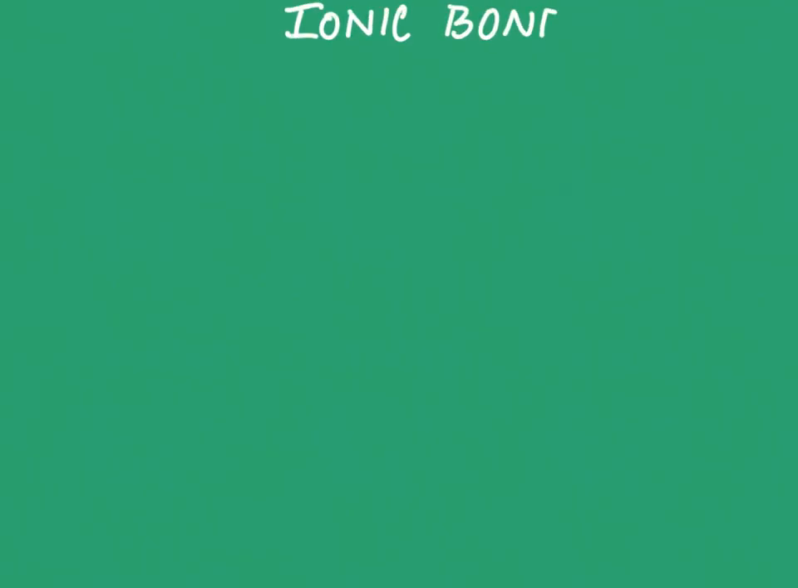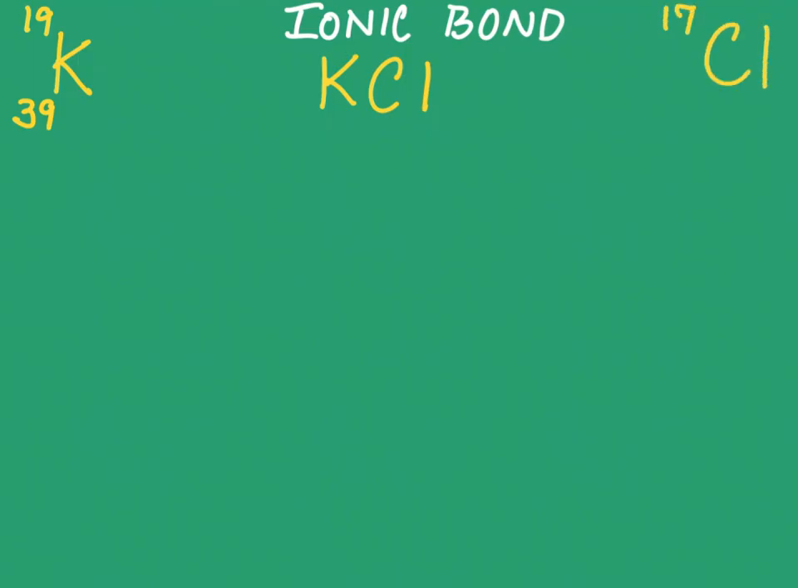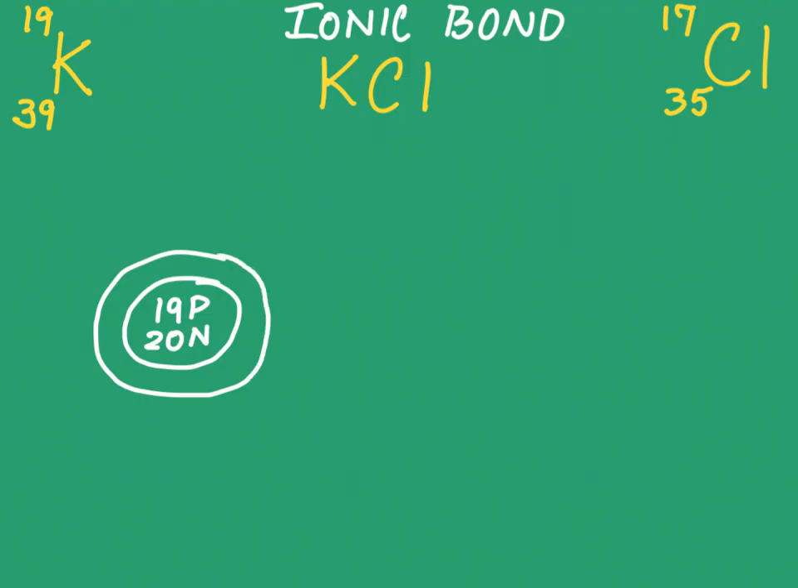This time, we'll look at potassium chloride. Potassium has an atomic number of 19 and an atomic mass of 39. Chlorine, as we know, has an atomic number of 17 and atomic mass of 35. So let's draw potassium. Potassium has 19 protons and 20 neutrons. So it should have 19 electrons to start with.